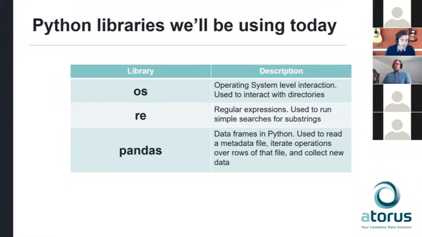And we're going to use Pandas. If you've followed Python for data science, Pandas is one of the biggest libraries out there. This is what brought data frames into Python. We're going to use that to read a metadata file. We've built a CSV file for you. And we're going to iterate operations over the rows of that file, and we're going to collect some new data along the way that we're going to be reporting. And we're also going to show you how these things hand off between R and Python, and how it's really simple to take a data frame that you built in Python and then convert that into a data frame in R and use it directly.